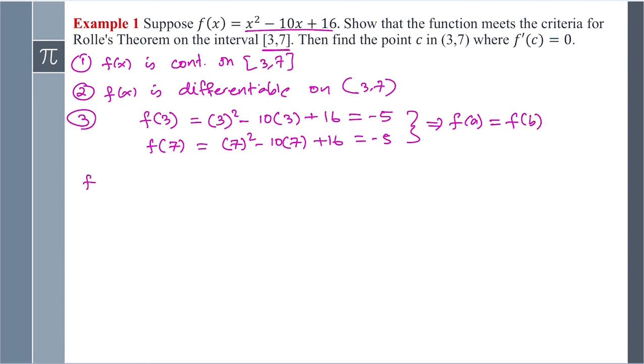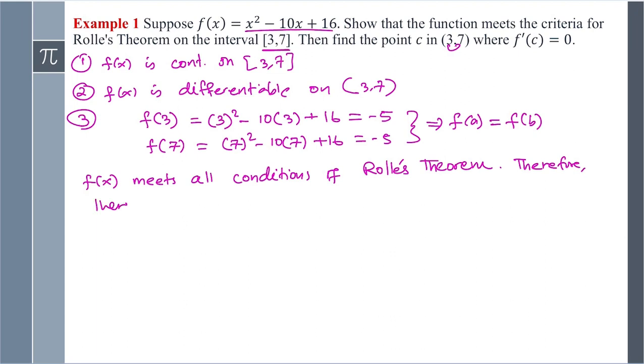So all three conditions are met. So we can say f of x meets all three conditions of Rolle's theorem. Now, which means we can apply Rolle's theorem to find a point in between 3 and 7 that has a derivative of 0.